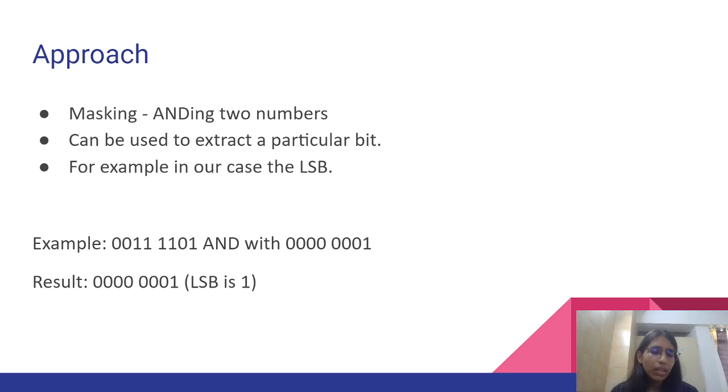So for example, this is a number and we want to know what the least significant bit is. So we can AND this number with 1 and this will be our result. By looking at the result, we can say that the least significant bit was 1 in the original number. And if it were 0, then here it would be 0 and similarly we would be able to tell what the least significant bit is.